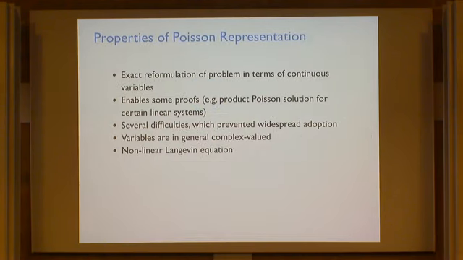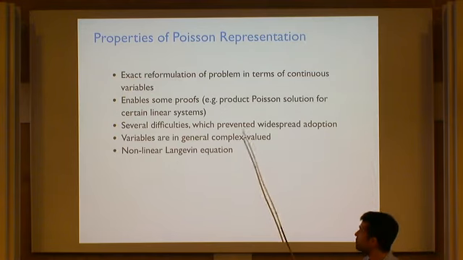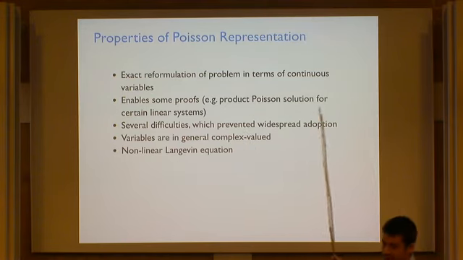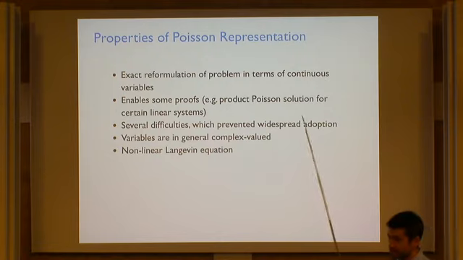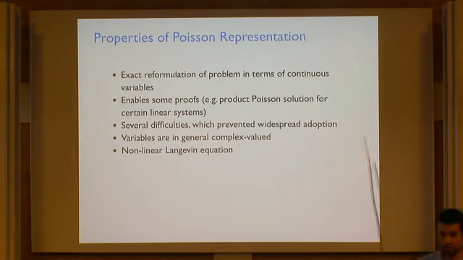Okay, let's talk about the properties, which we've already covered partially now. It's an exact reformulation. I think it's really nice. It can be used for some proofs, as I just mentioned, for certain linear systems. Gardiner has used it himself. But there are several difficulties, and it has not been used much. I don't know many papers where it has been used.